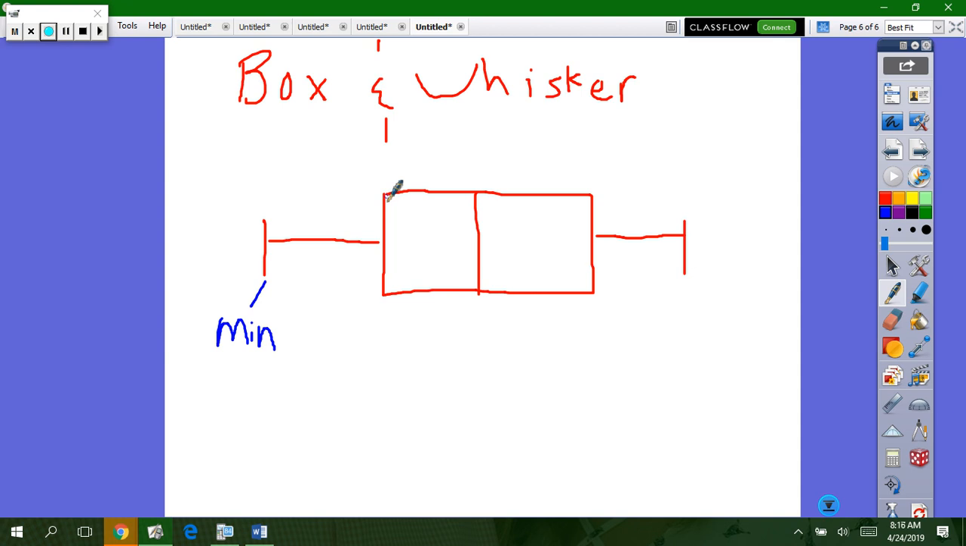This line right here represents quartile 1. What's another name for quartile 1? Does anybody know? It's the median between the minimum and the median. That is correct. But it's also called the 25th percentile.